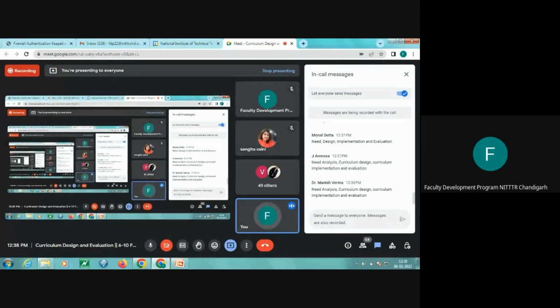Monal has already answered. N Rose already answered. Manish already answered. Good. I'm very happy with the progress. All other friends, please go to the message box. And otherwise also one or two participants can directly unmute and give the answer. Anyone who wants to directly use the speaker mic, you can use. Vandana has given the answer to the first stage.